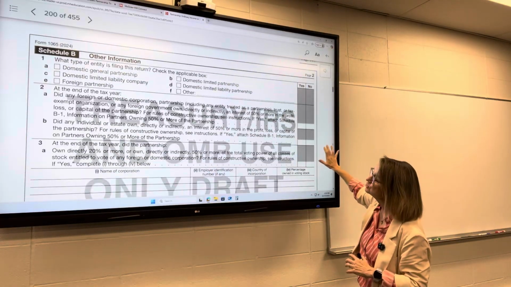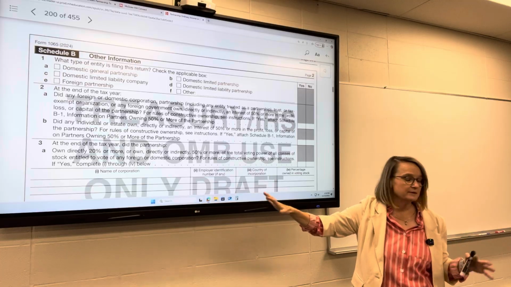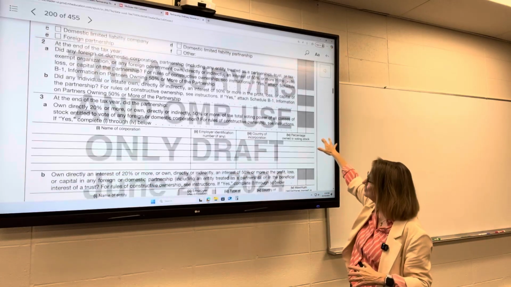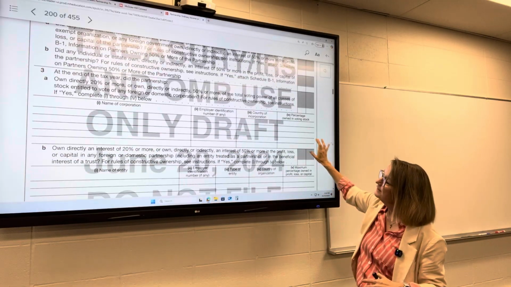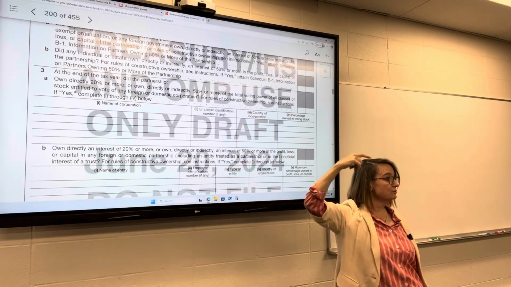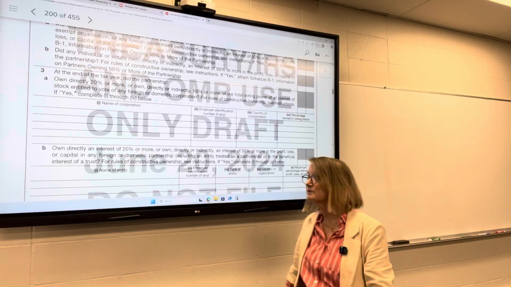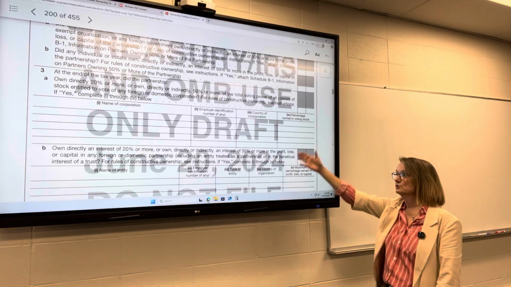So page 2, it's just a bunch of questions about the partnership, a lot of yes or no questions. Questions about ownership. So if there's a corporation that owns part of the partnership, which is possible, you can have a corporation that is a partner in a partnership, you would list that there.